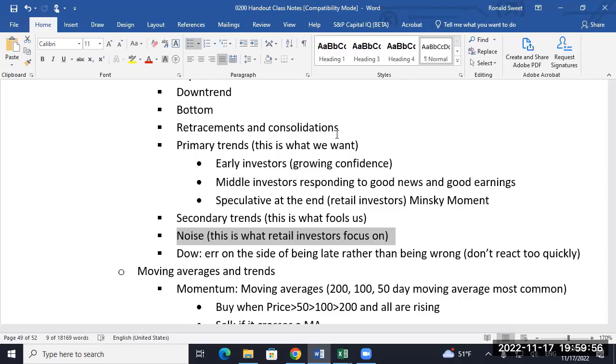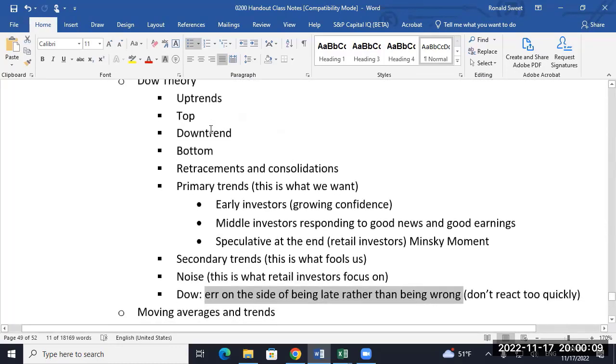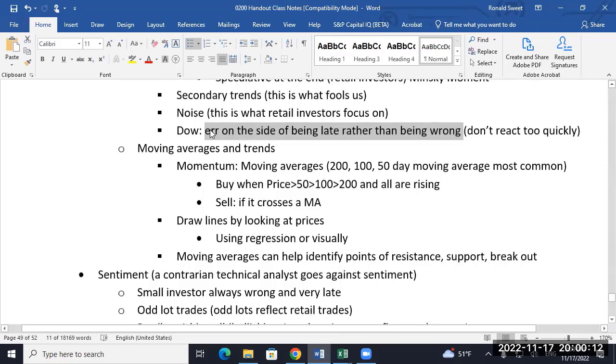It's pretty remarkable. So what Charles Dow said was err on the side of being late rather than being wrong. Don't react too quickly. Don't get too excited. Be patient. So there's a Dow theory. A lot of these commercials you see on trading software, a lot of them are still Dow theory based.